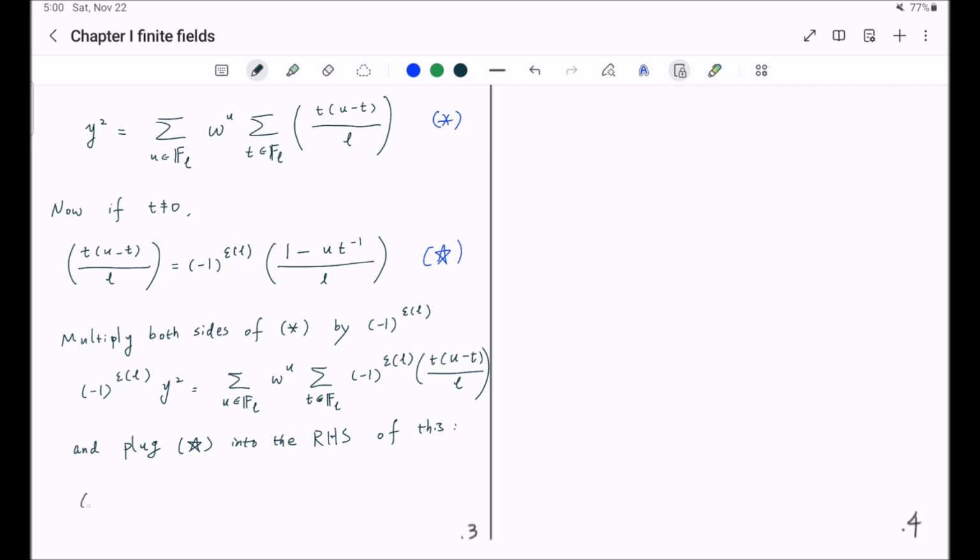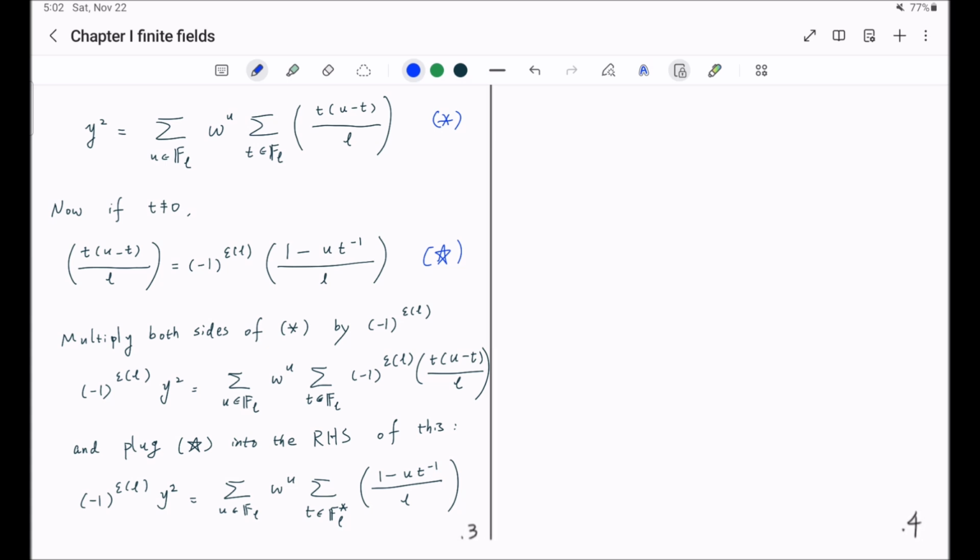We get from here (-1)^(epsilon L) y squared. Notice that when t is equal to 0, this Lagrange symbol, by our convention, is always equal to 0. So the sum for that part is just over all t in FL star. We don't have to count the case when t equals 0, because that sum is equal to 0. And this (-1)^(epsilon L) simply cancels out, as I explained before.